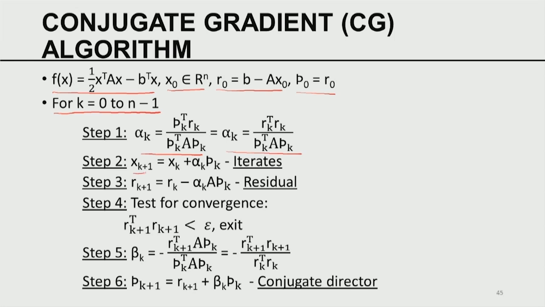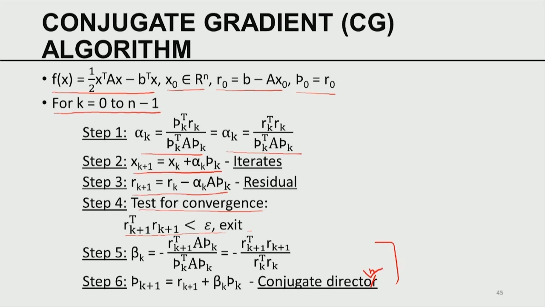Now I am going to iterate. I am now going to update the residual. We are going to test for convergence. The test for convergence essentially rests on the smallness of the magnitude of the residual. If the residual is not small, we need to continue. We need to first define a conjugate direction.